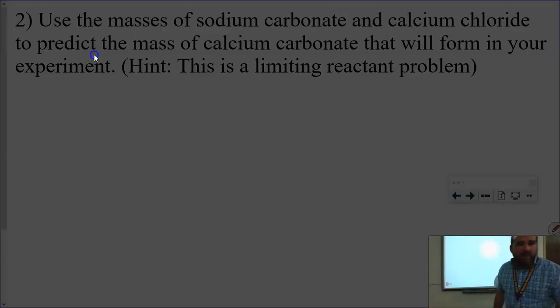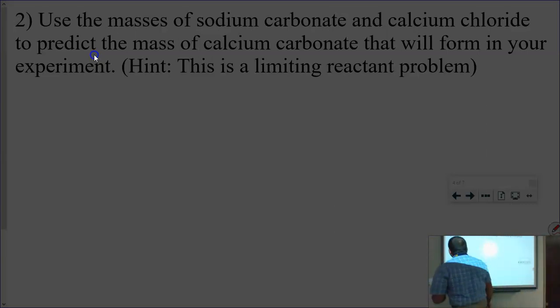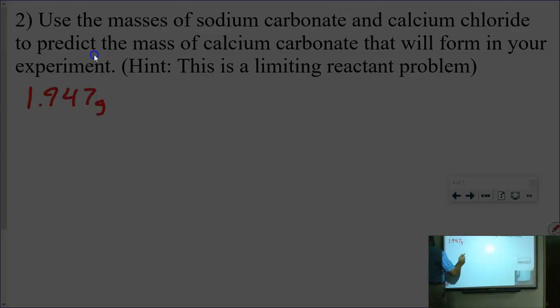All right, number 2. Use the masses of sodium carbonate and calcium chloride to predict the mass of calcium carbonate that should form in your experiment. Hint, this is a limiting reactant problem. Spent a little bit on that, I'm sure, but let me give you those masses from earlier, all right? Way back in the beginning of this problem, I told you that I used 1.947 grams of sodium carbonate. I also told you that I used 1.961 grams of calcium chloride.